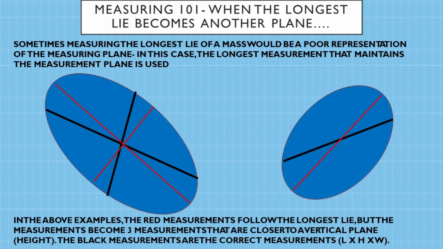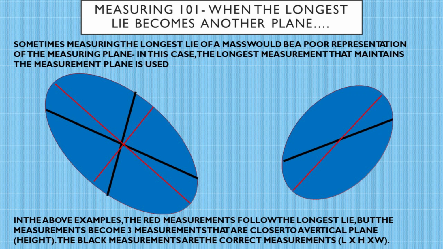So what do you do when your mass is really oblique? And a true longest lie measurement would be a poor representation of the measuring plane, meaning that you've just strayed too far away from a true horizontal or a true vertical plane. In this case, the longest measurement, the longest lie that maintains the measurement plane is used. So you really want to use reason. You don't want to go too far off of horizontal or vertical plane. If you do, you're really measuring in a different dimension than the measurement you're trying to achieve.